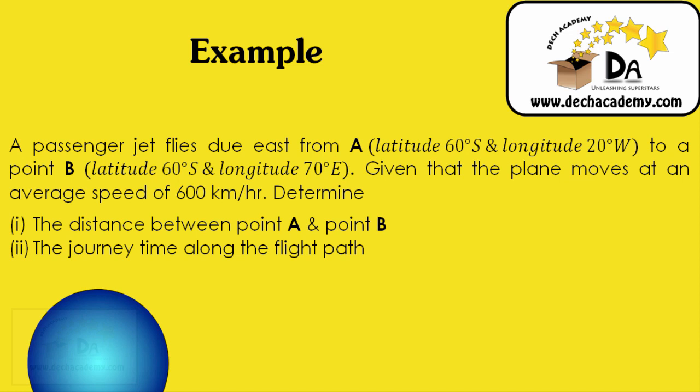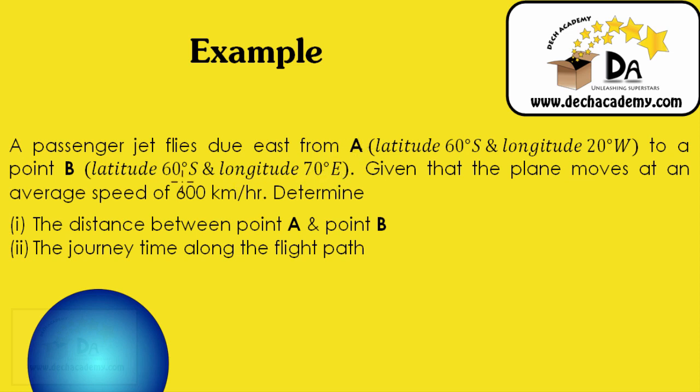Here's another example question. It says a passenger jet flies due east from point A. So a passenger jet is essentially a plane, an airplane. Anyway, it flies due east from point A, latitude 60 degrees south and longitude 20 degrees west, to a point B, which is at latitude 60 degrees south and longitude 70 degrees east.